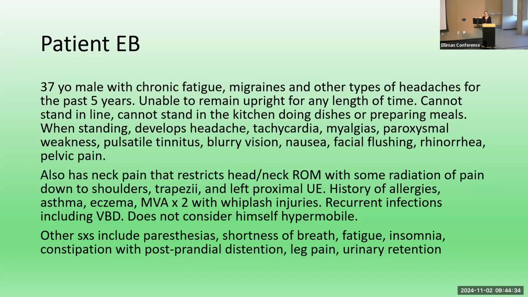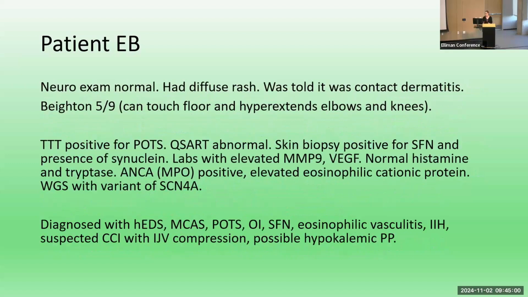He did not consider himself hypermobile. He didn't feel he was flexible. In fact, he laughed when I asked him that question. Other symptoms, on a review of symptoms: he had paresthesias, he was short of breath, he definitely felt fatigue, he had insomnia, constipation, and after he ate a meal, he felt really horrible. He said his stomach was distended, and it increased the pain. He had leg pain and he had urinary retention, so he didn't fully evacuate his bladder when he went to the bathroom. His neural exam was normal.